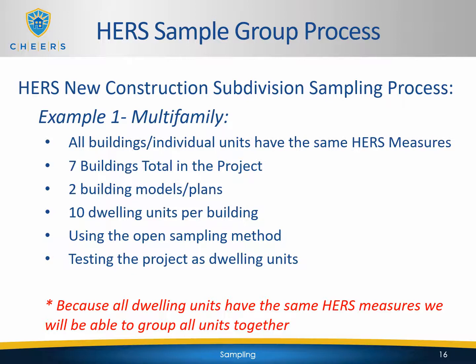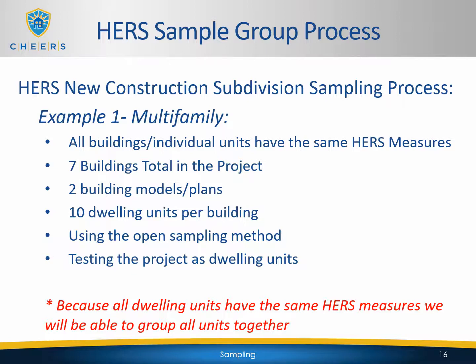There will be 2 models within those buildings. So each building only has 2 different plan types. There will be 10 dwelling units per building. And we will be using the open sampling method. Now, as I mentioned earlier, for the multifamily, everything's done as a dwelling unit, not as a building as a whole.